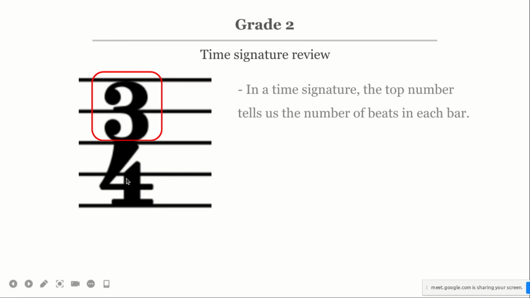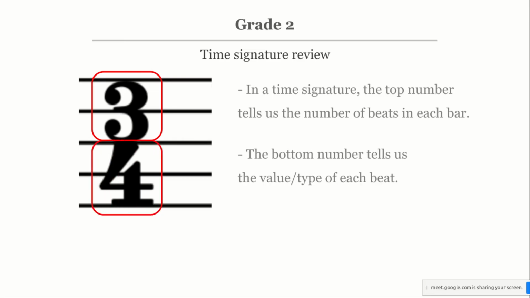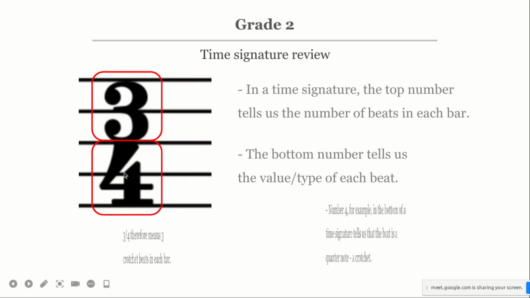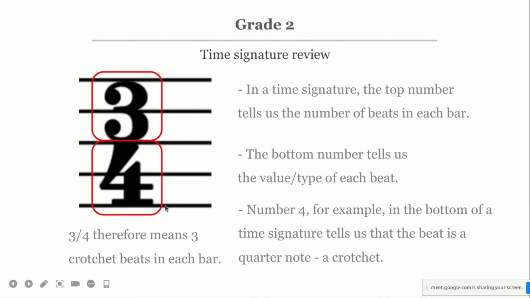3/4 was 3 crotchets in a bar. 2/4 was 2 crotchets in a bar. 4/4 was 4 crotchets in a bar. So the top number is the number of beats. And then the bottom number is about the value or the type of each beat. So we said the 4 as the bottom number tells us that the 3 beats in each bar, each of them is a quarter note or a crotchet. So 3/4 means 3 crotchets in a bar.